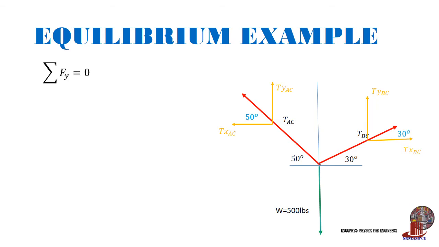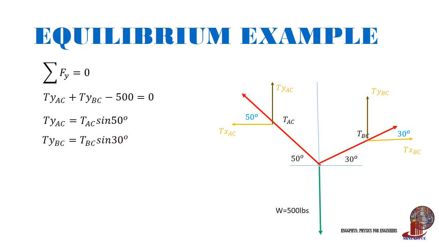Using the first equilibrium equation, summation of forces y is equal to 0, you can check that the resulting equation is TYAC plus TYBC less 500 is equal to 0, where both tensile forces are directed upwards, making them positive, and the weight is pointing downwards, thus negative. From previous discussion, TYAC can be computed as TAC sine 50 degrees, and TYBC would be taken as TBC sine 30 degrees. So, the first equation will be TAC sine 50 degrees plus TBC sine 30 degrees less 500 is equal to 0.